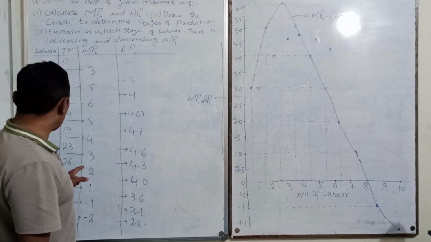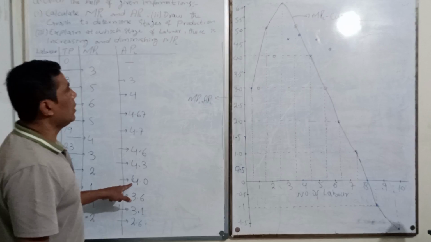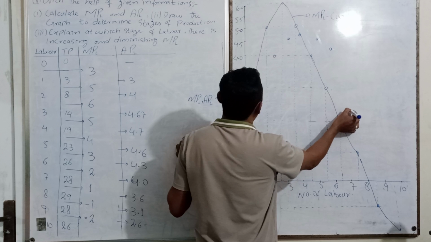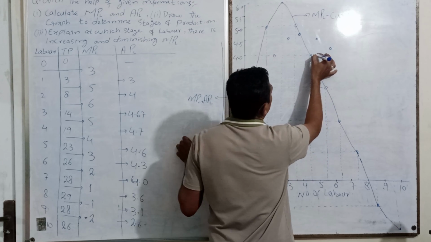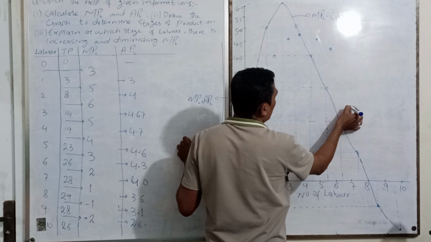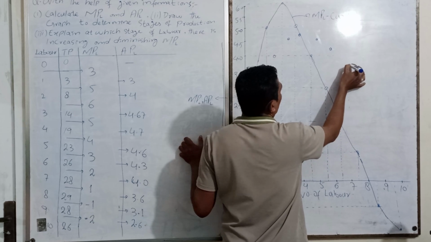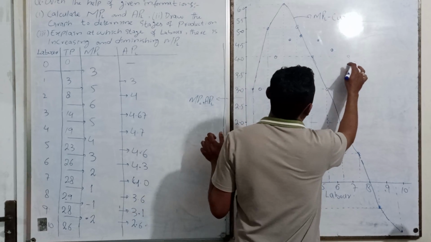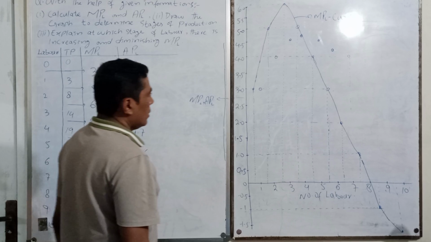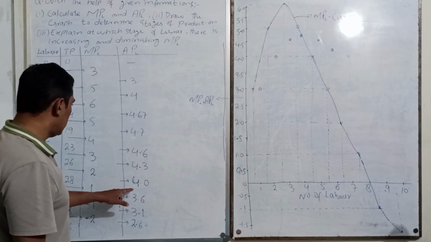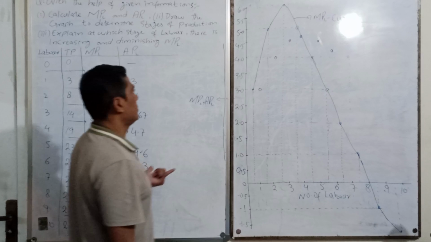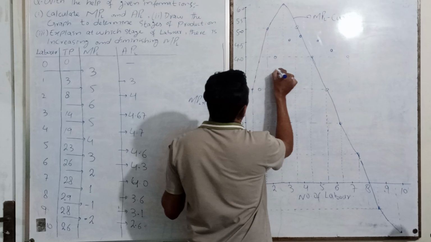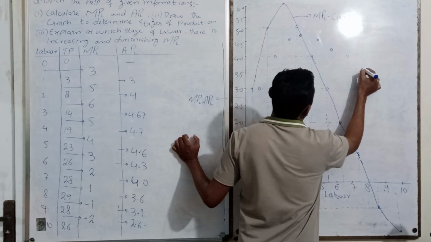Similarly, what about this one? 4.0. So at the 7th unit of labor, this one is 4.0. What about this? Go up to 4.0. Clear? Look at this value. Next is 3.6. This one is 3.5, so slightly above this one is 3.6, and so on.